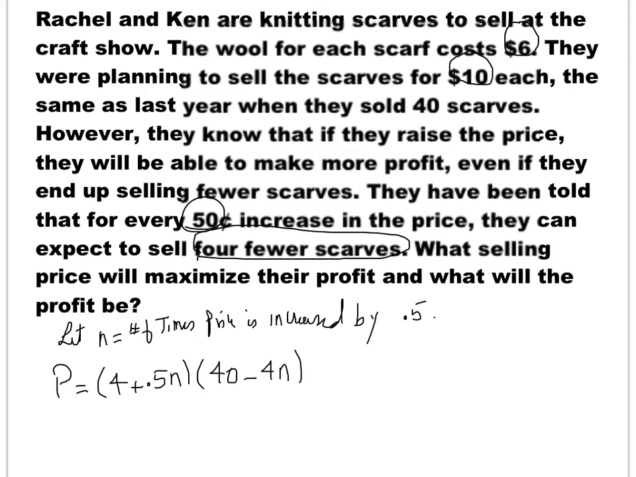So this means the following: if they don't increase the price at all, so n is 0, the profit is 4 times 40, because 0.5n and minus 4n become 0. But if they increase it one time, by 50 cents, then the profit is going to be 4 plus 0.5 times 1, which is $4.50, times 40 minus 4, which is 36, which is correct. So this is the equation that we have to maximize.